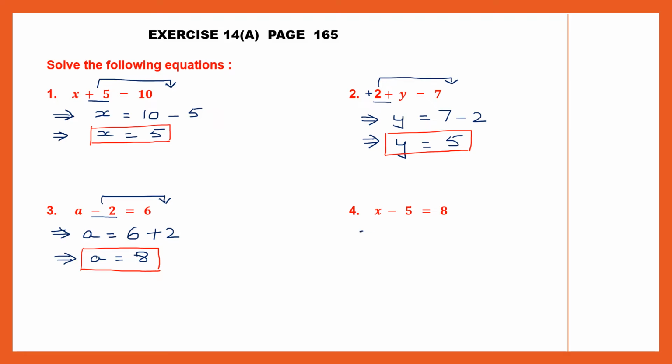Question 4, the unknown quantity is x. So let's solve for x. X is equal to 8 as it is, minus 5, we are transposing to the right hand side, that becomes plus 5. So the value of x is equal to 8 plus 5 is 13. So the value of x in this question is 13.